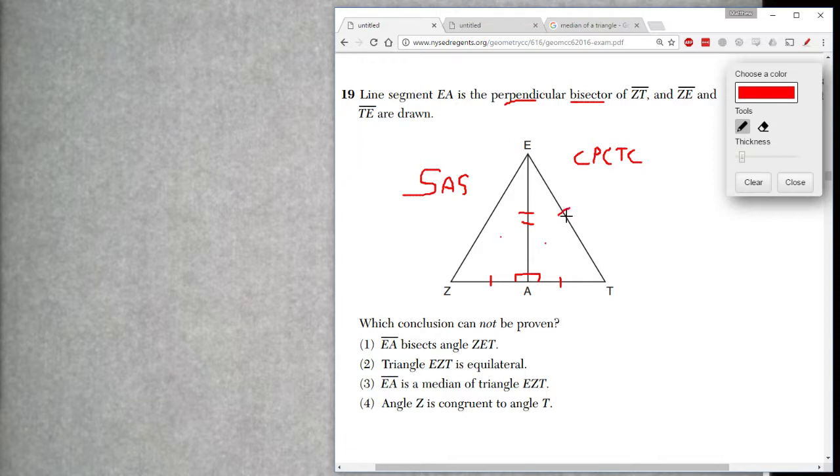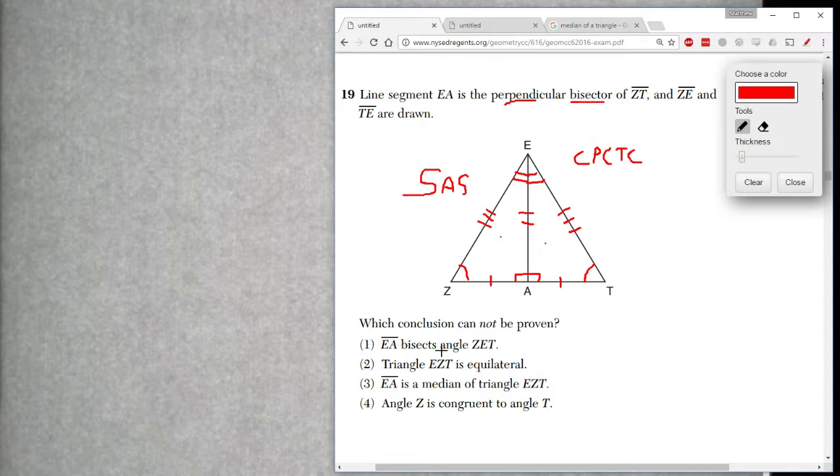So that means that these hypotenuses are equal to each other, that angle Z corresponds to T, so angle Z and T are equal, and that means that angle AET is congruent to angle AEZ. And so now I have all that. Let's see. I haven't even looked at the question yet. I've just drawn in what they gave us and decided, wow, this is just an obvious thing that comes out of this. Which conclusion cannot be proven?